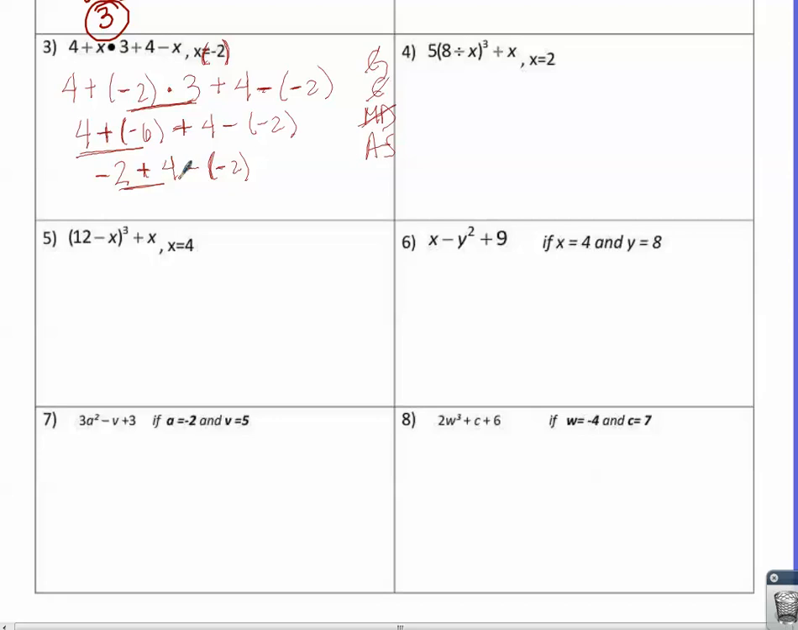Next, you have -2 plus 4, which is going to be 2, minus a -2. Remember, anytime you have minus a negative, make this into a big plus sign. It's plus a positive. 2 plus 2 is 4. Circle your final answer.